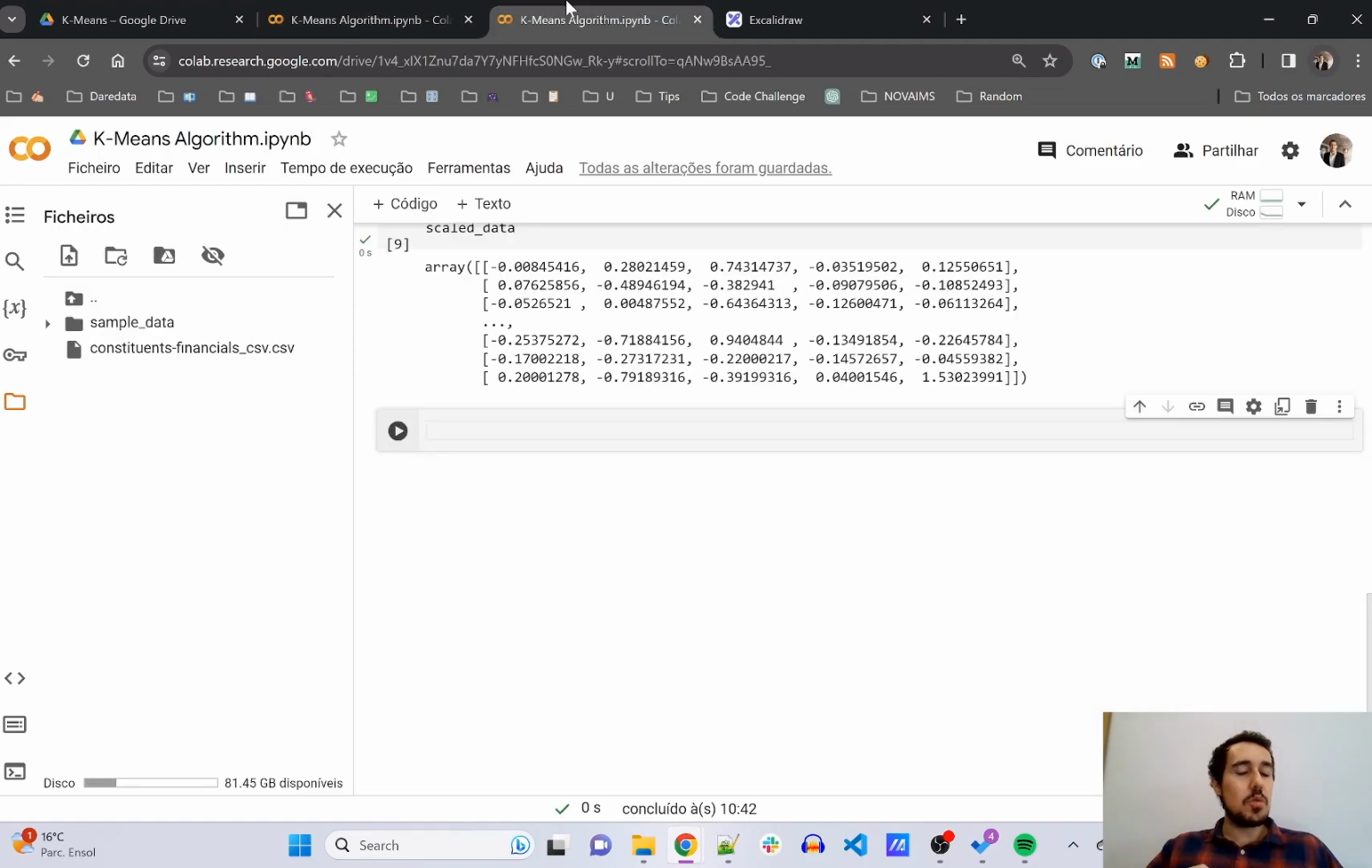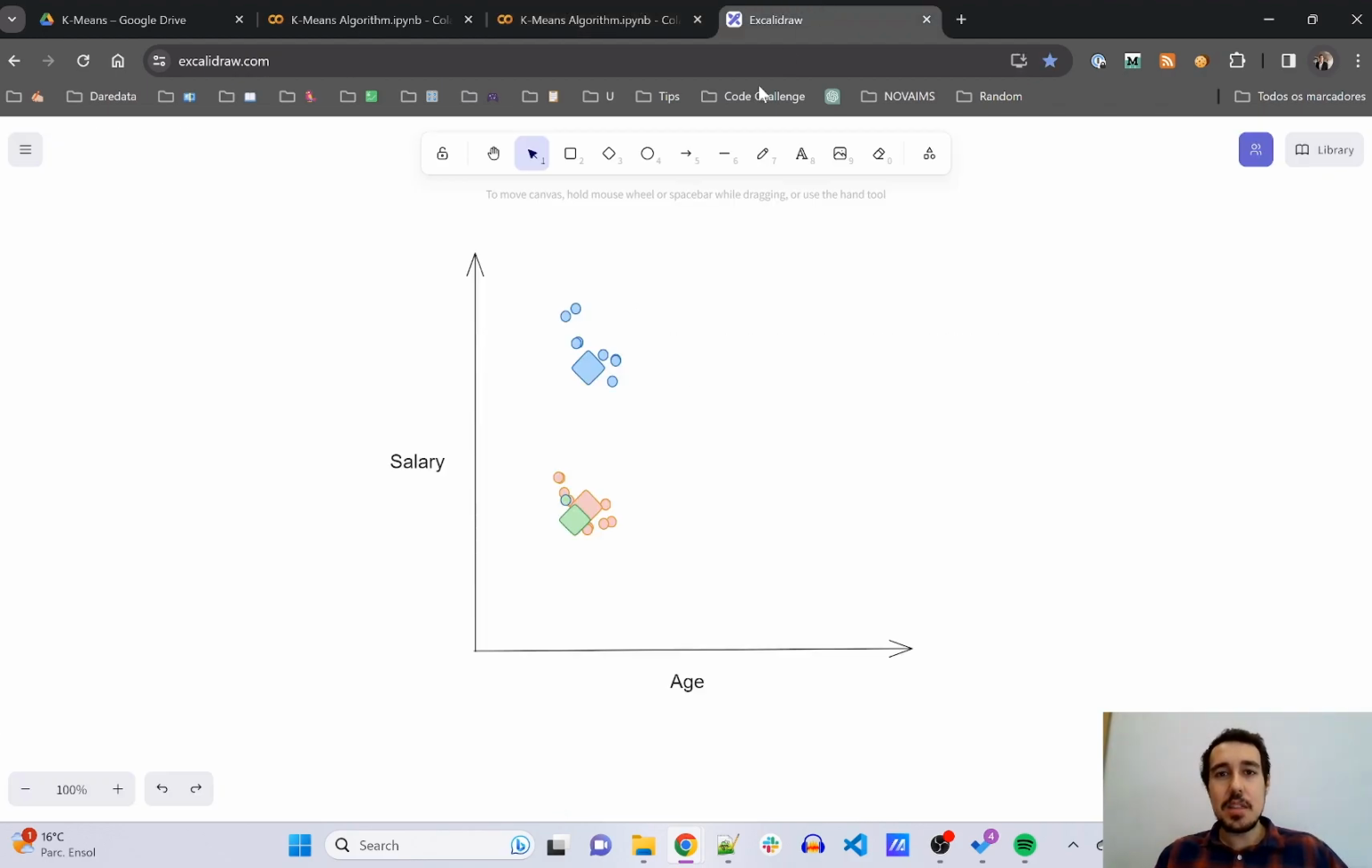Now we don't want to do a single K solution. We want to check our solution for several values of K. That means that we need to fit several different K-means algorithms, and that's what we are going to do here. So I'm going to start with a plot that will get me the distances between each data point and the centroid for every K solution.